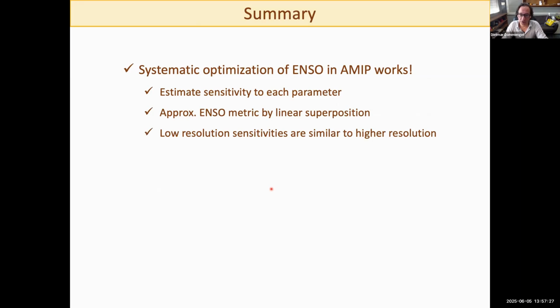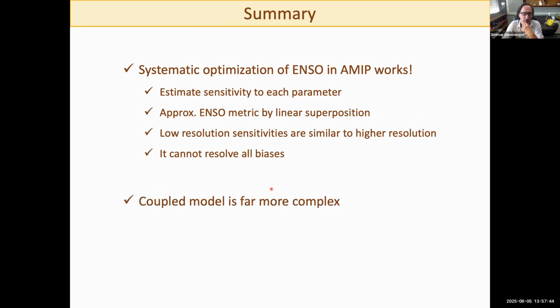The low resolution sensitivities are actually similar to the higher resolution, which is really great because that means you can use the lower resolution to develop your model. But clearly the biases will still remain. They reduce the biases, but cannot get rid of them, at least not in this approach that we did. The coupled model is far more complex, and what we did here so far is little improvement of the coupled model. I mean, it does help, I think, to understand the coupled model problems, but it is far more complicated.